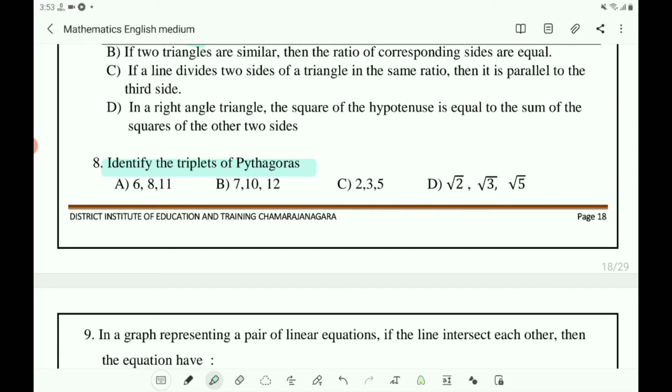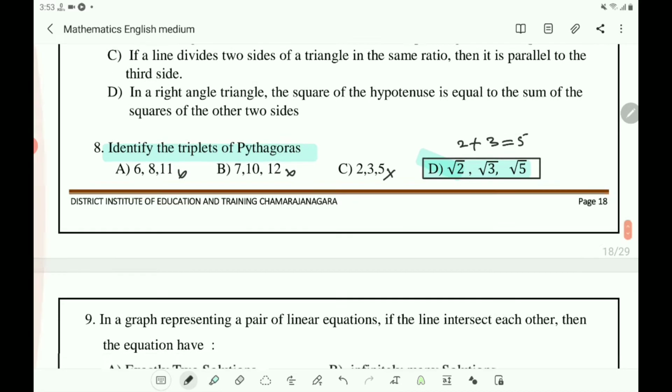6, 8, 11 is not a Pythagorean triplet. And 7, 10, 12 is also not a Pythagorean triplet. 2, 3, 5 is also not a Pythagorean triplet. And if you take it, the square of 2 is 2², the square of 3 is 3², and the square of 5 is 5². 2² plus 3² equals 5². So option D is the answer. Note down option D. The square of a number is equal to the sum of the squares of the other two numbers. Option D is the answer.